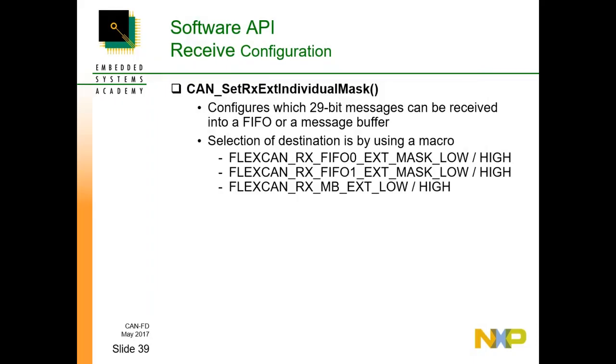This function is the same as the filter function which was discussed, except this is for 29-bit messages. There is a separate set of macros for these, and each function call requires 2 macros, one for the lower 32-bit part of the filter and one for the upper 32-bit part of the filter.